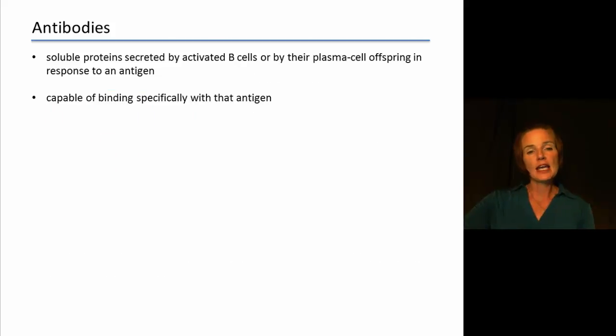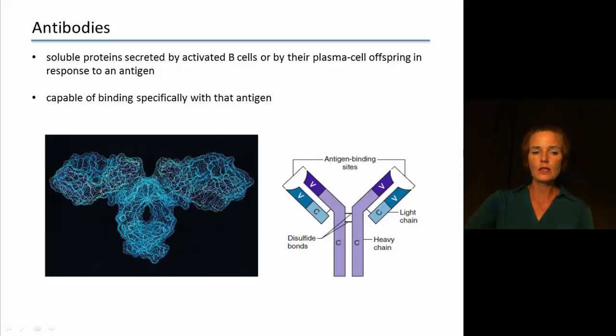If we talk a little bit about antibodies, antibodies are going to be soluble proteins. These soluble proteins are secreted by activated B cells, or they can be produced and secreted by the plasma cell offspring that are produced in response to an antigen. These antibodies are responsible for binding very specifically to a specific antigen, and this is really where we get the specific recognition between the lymphocytes and their particular antigen that they recognize.